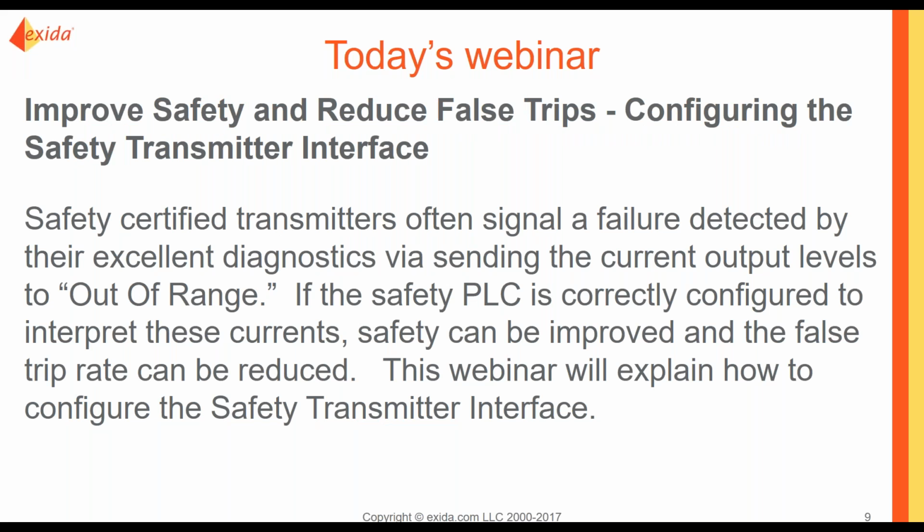But today we're going to talk about safety certification and the certified transmitters, with their diagnostics sending the output levels to out of range. If the safety PLC is correctly configured to interpret these currents, safety can be improved and false trips can be reduced. So today we're going to look at the configuration of the safety transmitter interface.